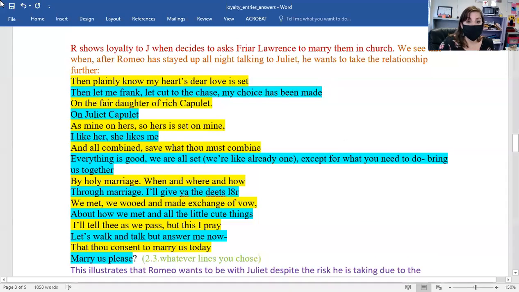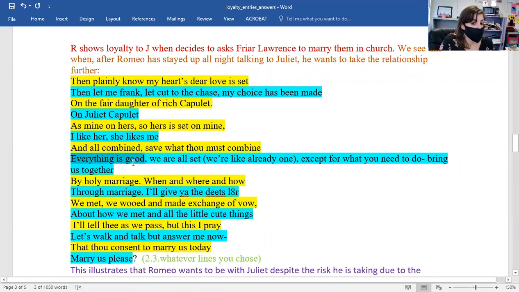So what he's saying there is like, let me be frank, let's cut to the chase. My choice has been made. Who is it? It's Juliet Capulet. And as mine on hers, so hers is set on mine. I like her, she has my heart, I have her heart, I like her, she likes me.